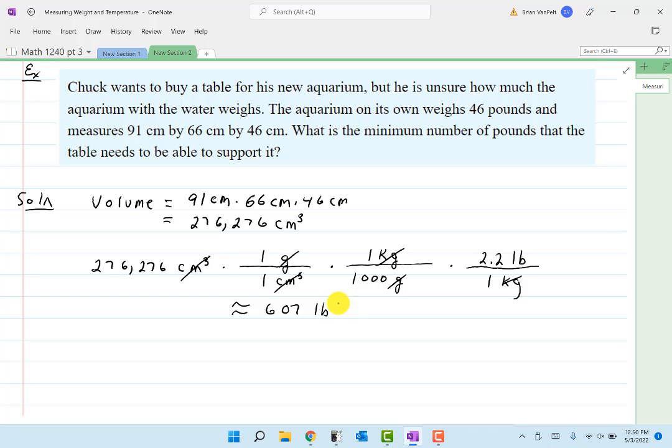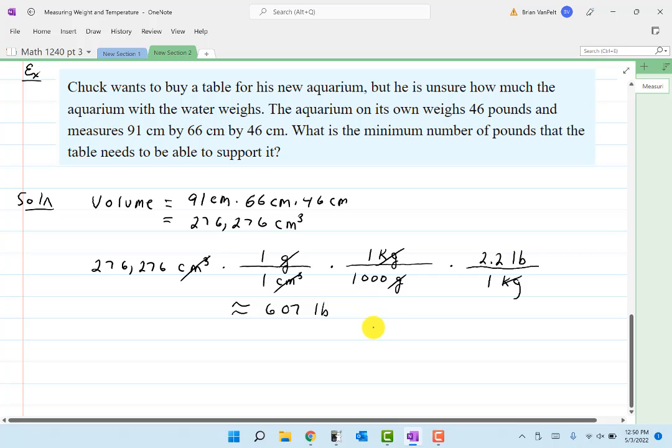Now, that's not the complete answer to this. We also want to add the 46 pounds, so the total weight we're going to have is our 607 pounds plus the 46 pounds of the tank, and it looks like we're about 653 total pounds. You got to make sure that your table is capable of handling that kind of weight.